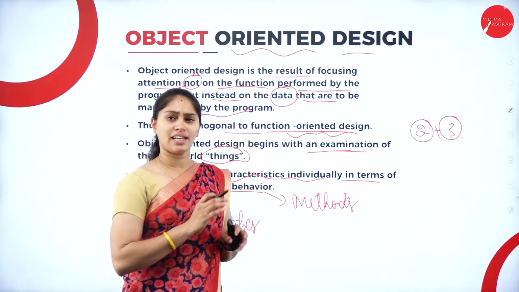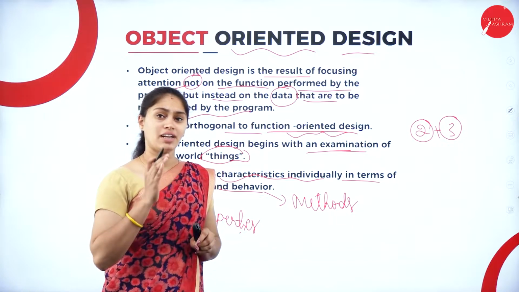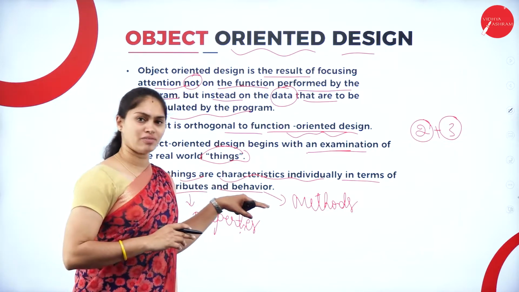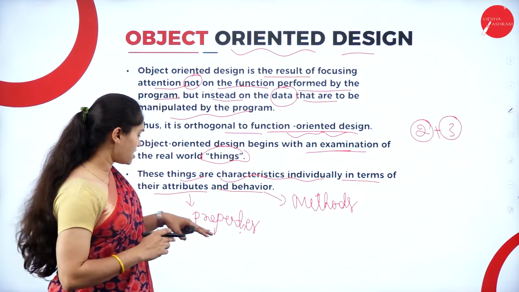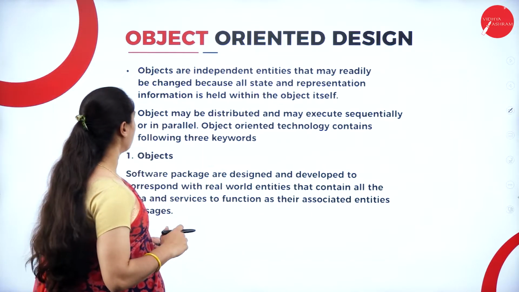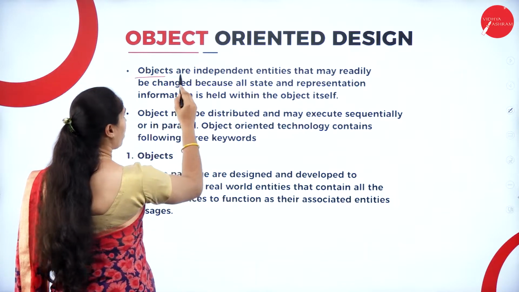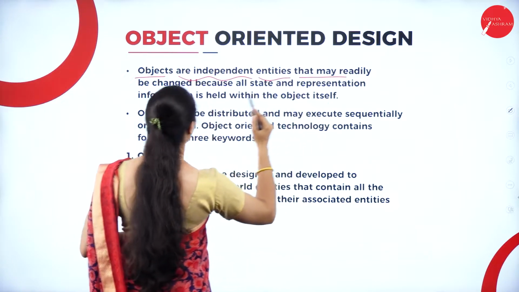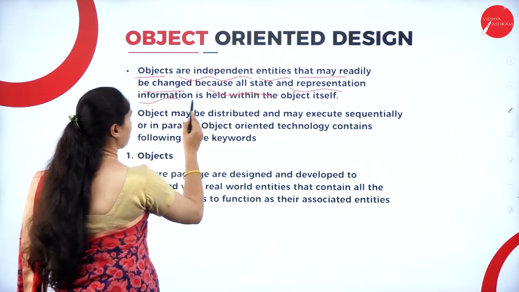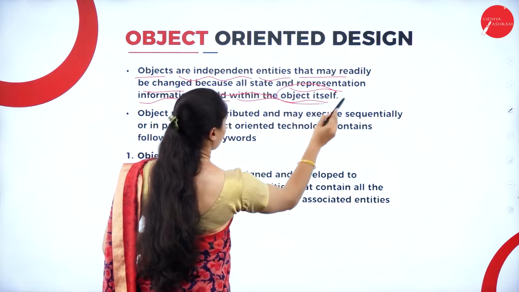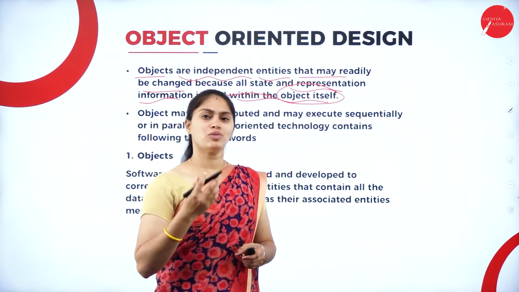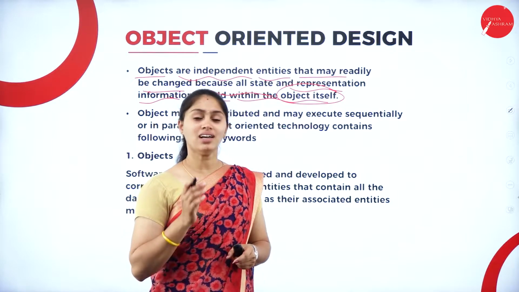So you can consider any real world object, any real world entity as an object, but it must include its attributes along with a behavior. Attribute specifies the properties and behavior specifies the methods that it is going to perform. Also, objects are independent entities that may readily be changed because all the state and the representation information is held within the object itself.